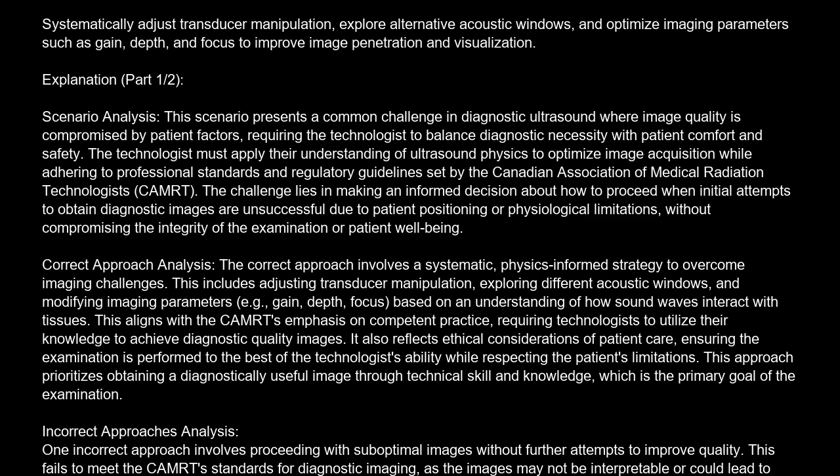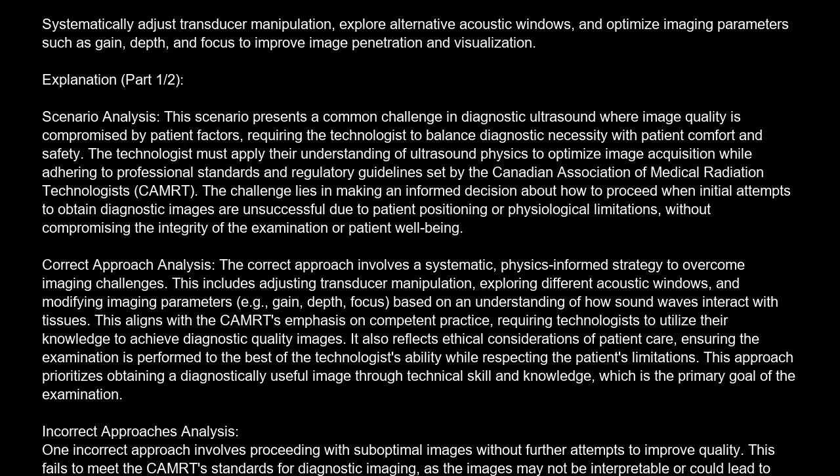The technologist must apply their understanding of ultrasound physics to optimize image acquisition, while adhering to professional standards and regulatory guidelines set by the Canadian Association of Medical Radiation Technologists, CAMRT. The challenge lies in making an informed decision about how to proceed when initial attempts to obtain diagnostic images are unsuccessful due to patient positioning or physiological limitations, without compromising the integrity of the examination or patient well-being.